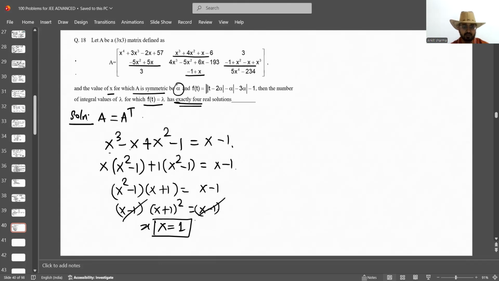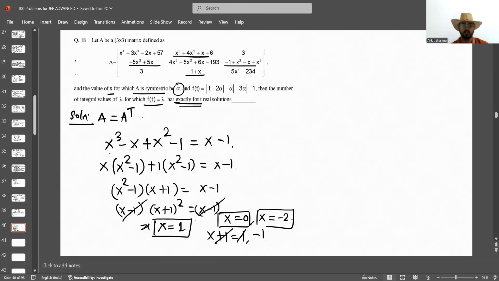No, that's not the only solution. Okay, we have something else in the bucket. So we have x plus 1, and this gives me x plus 1 square is equal to 1, which means x plus 1 is equal to 1 or minus 1. This means x is equal to 0 or x is equal to minus 2. So we have these many values.